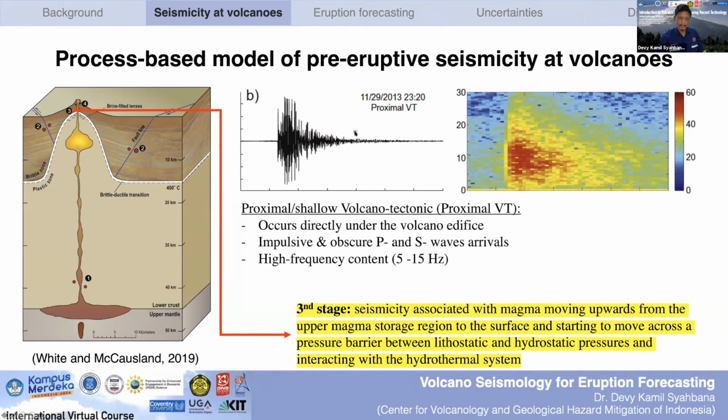A good network means that you have a dense network within like 30 kilometers or 20 kilometers, something like that. And it has high frequency content, as I said before. It's similar, 5 to 15 hertz.